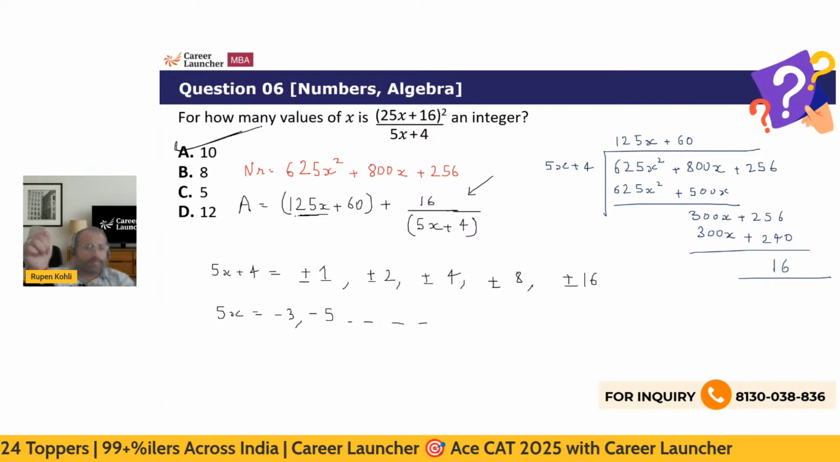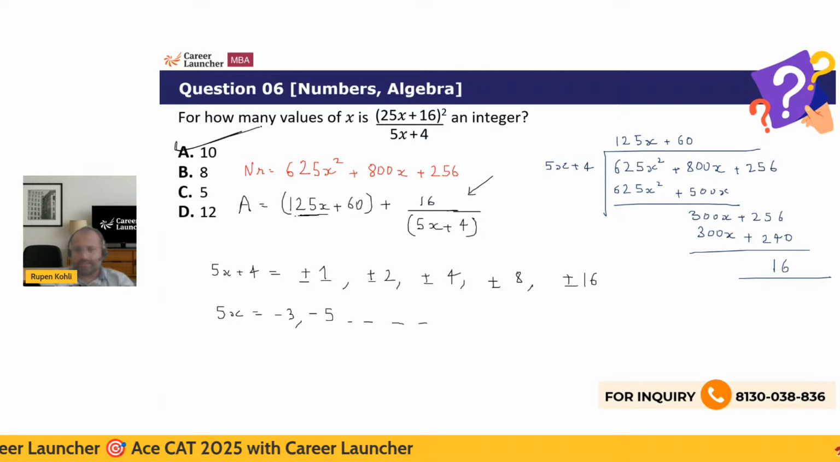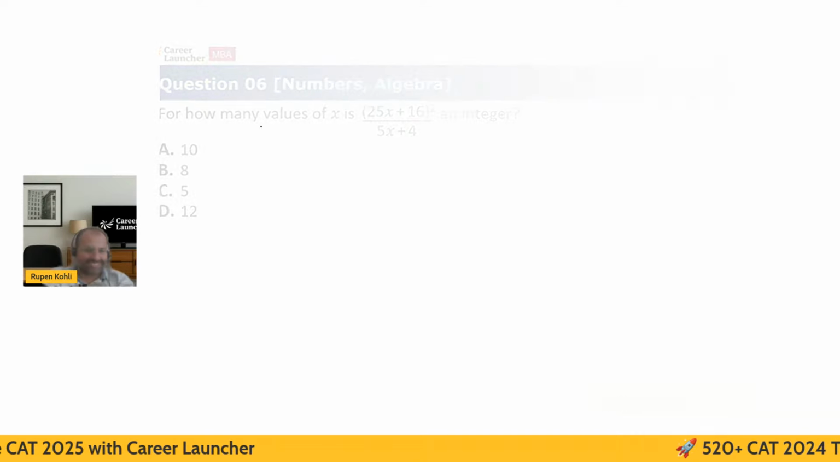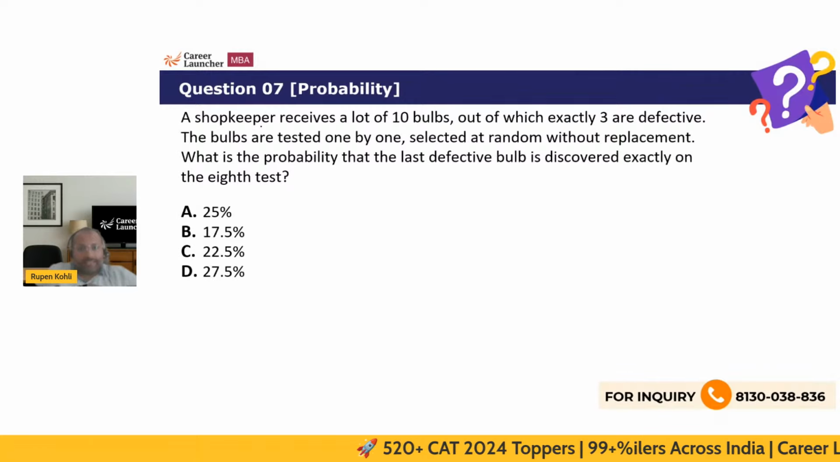Right? Give me a thumbs up. Can we move on? Is this clear? Perfect. Okay. All right. Probability. Let's see. Next one.